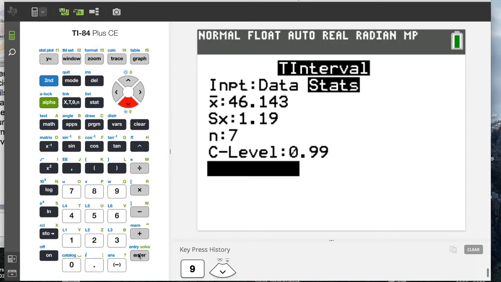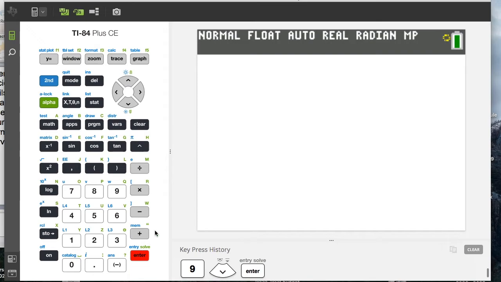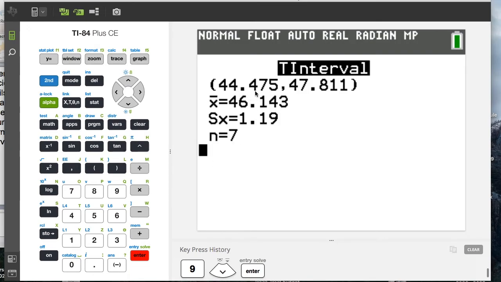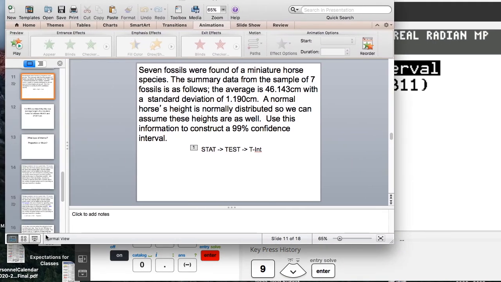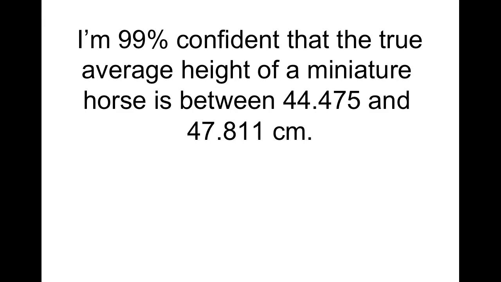If I go down to calculate, 44.475, 47.811, there's our interval. It gives us the same average and standard deviation which we plugged in before. Sample size. The important piece is our interval here. So if I go back, the statement should read extremely similar to last time.